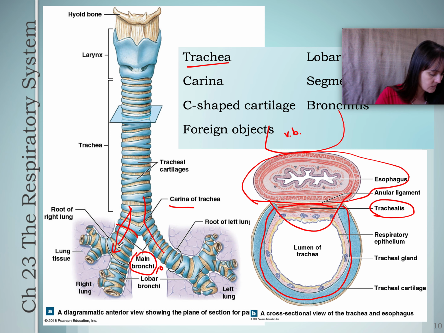So that's why. And the lobar bronchi here used to be called the secondary bronchi. And one goes to each lobe of the lung.